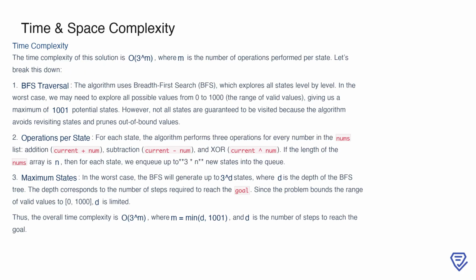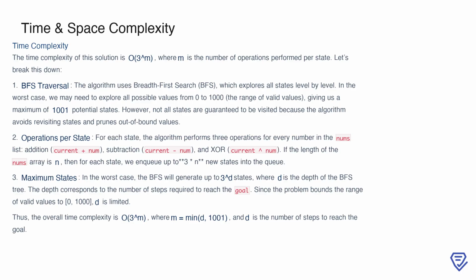Here, we analyze the time complexity of the solution, which is 3 to the power of m, where m represents the number of operations performed per state. Let's start with the BFS traversal. Since BFS explores all states level by level, in the worst case, it could explore up to the maximum range of valid values, which is 0 to 1000, giving us up to 1001 potential states. However, not all states will be visited because the algorithm avoids revisiting states and eliminates those that are out of bounds.